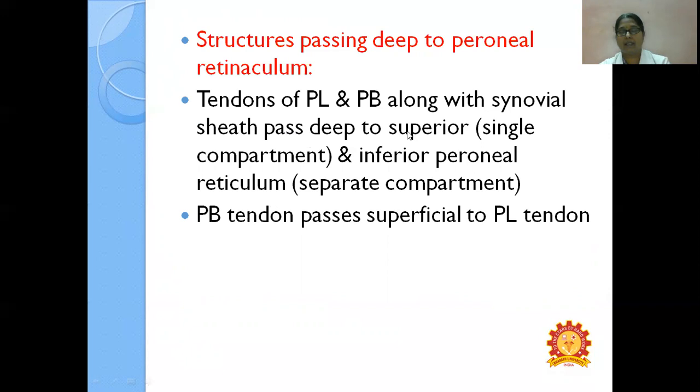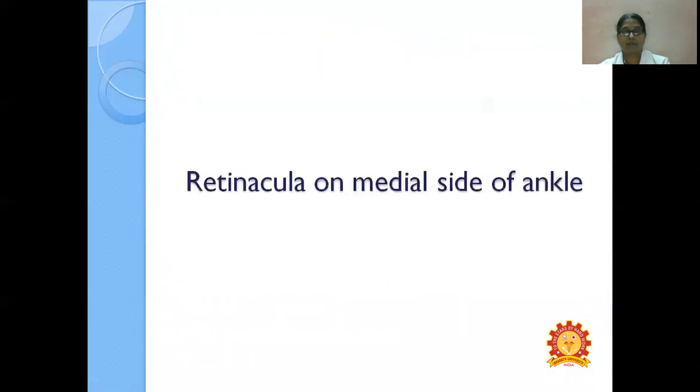Beneath the superior retinaculum, both the tendons pass in a single compartment, whereas beneath the inferior peroneal retinaculum, the two tendons pass through separate compartments. What is the relation here? Which lies superficial? It is the tendon of the peroneus brevis, whereas the tendon of the peroneus longus lies deep to it.